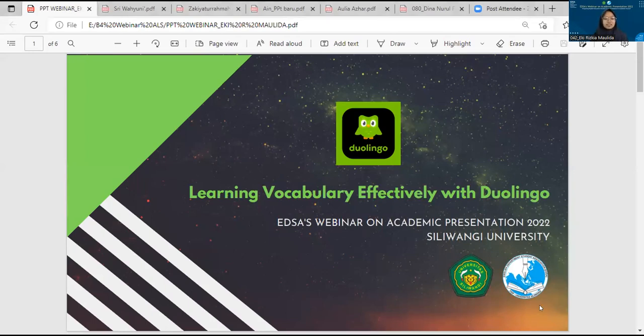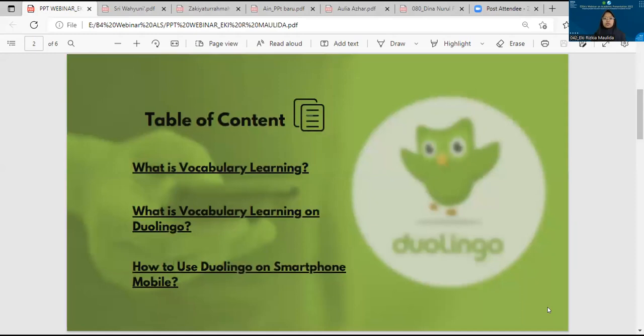All right, everyone, allow me to introduce myself first. I'm Eki Rizkia Maulida, and today I'd like to bring a topic about learning vocabulary effectively with Duolingo. Next slide, please. All right, in this opportunity, I divide my presentation into 3 sections, namely: 1, what is vocabulary learning? 2, what is vocabulary learning on Duolingo? And 3, how to use Duolingo on a smartphone.